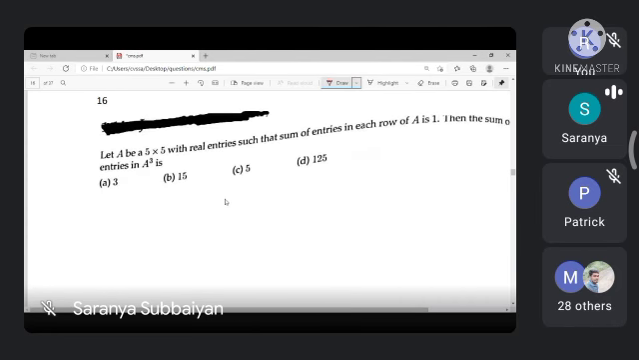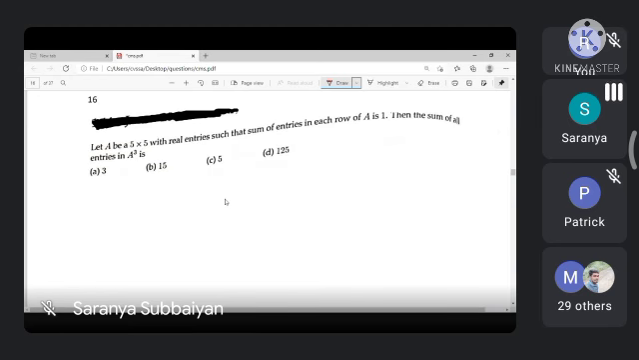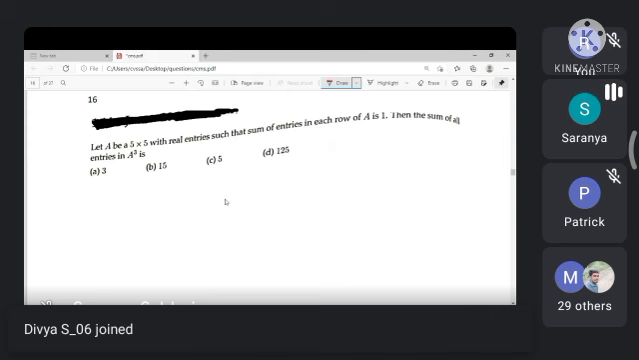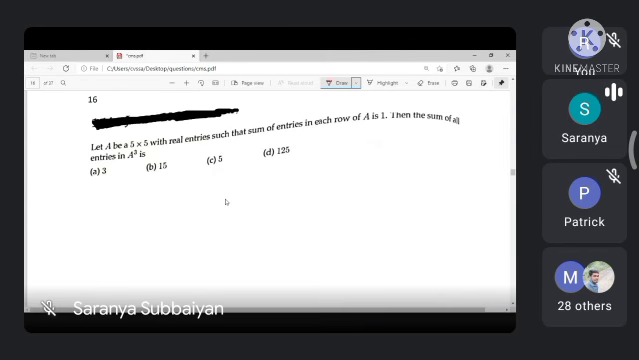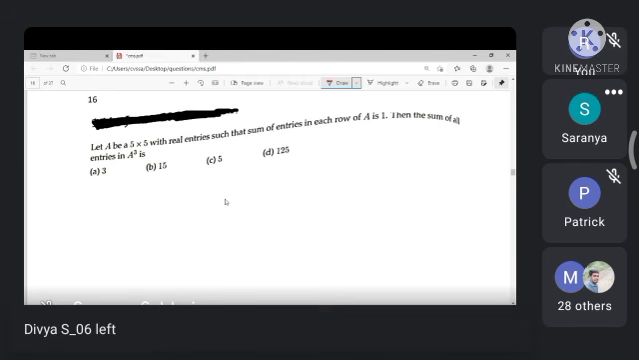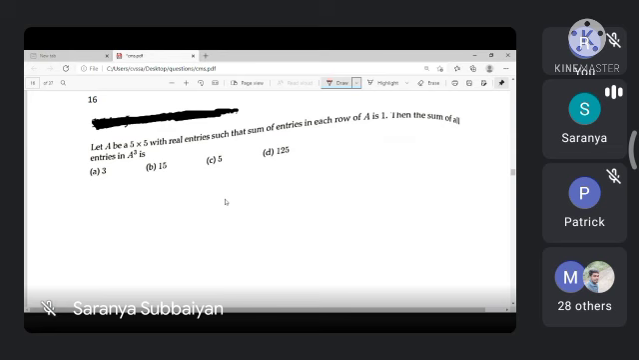Now you tell me this answer. Let A be the 5 cross 5 matrix with real entries such that the sum of entries in each row of A is 5, then the sum of all entries in A cube is. Take your time and tell me the answer.